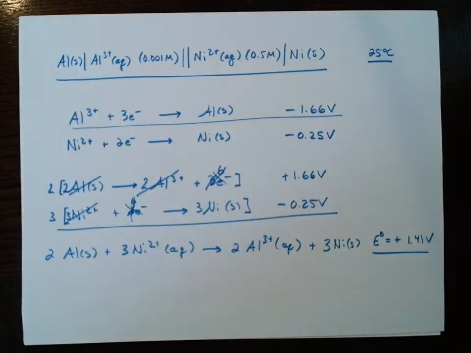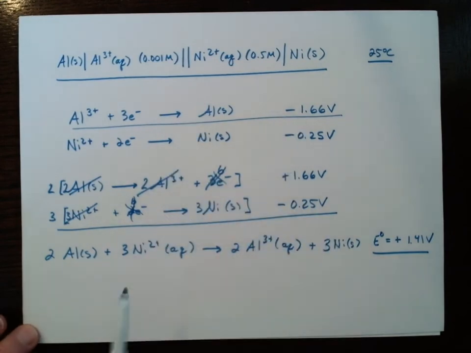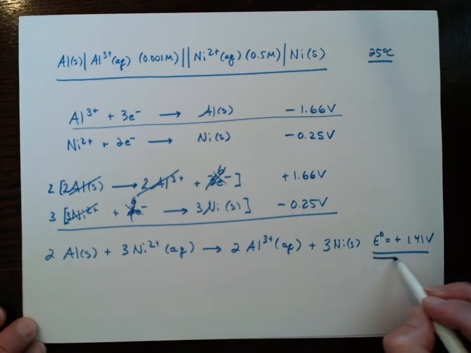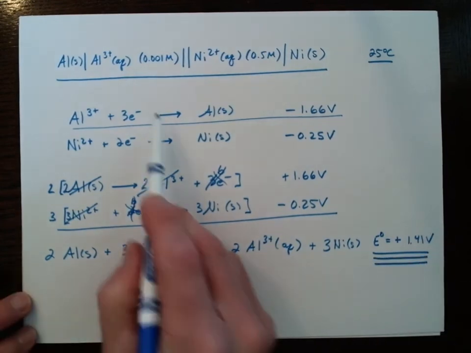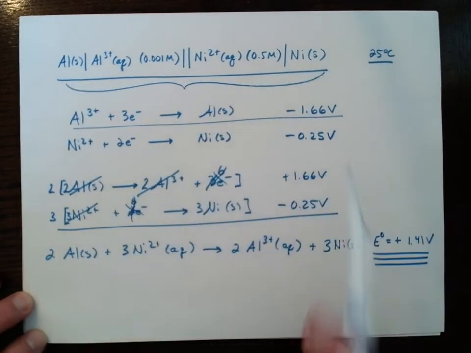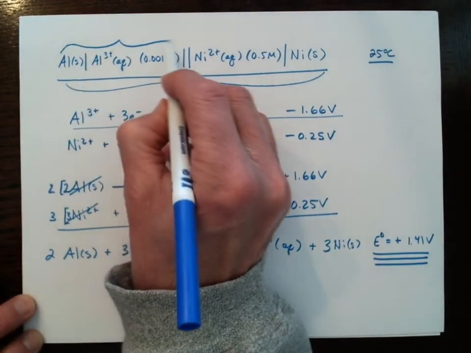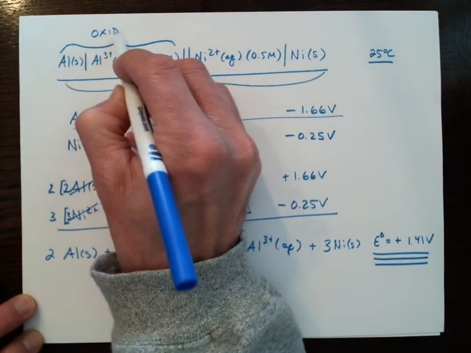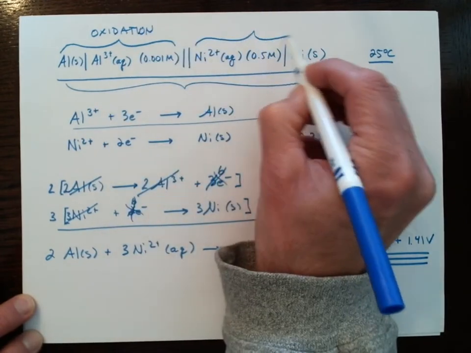So I've taken care of writing this reaction in a way in which it would generate electric current. And here's my standard cell potential. Now, fortunately, this also matches the way this cell has been written in shorthand notation, because remember, in a cell, we always put the oxidation on the left-hand side, and the reduction goes on the right.